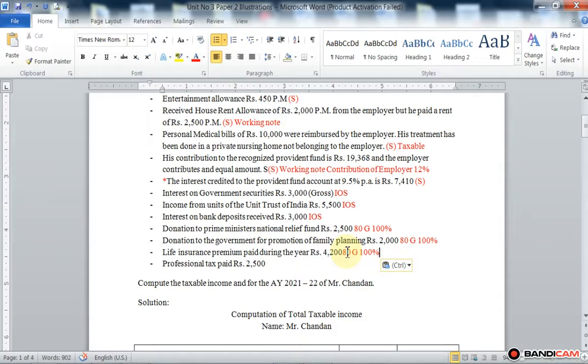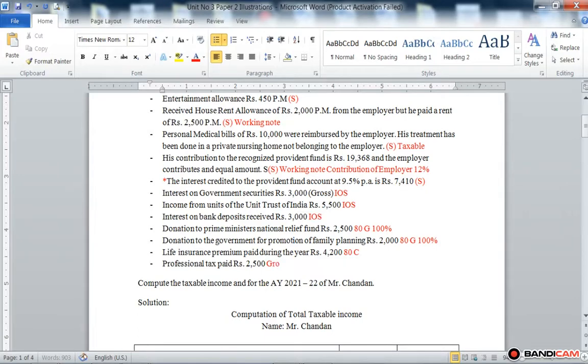Life insurance premium is also allowed for deduction under section 80C. Actual premium paid, or 10% of sum assured, or 20% of sum assured, whichever is lower, is allowed for deduction. Sum assured is not given, so here we consider the life insurance premium paid amounting to rupees 4200 as allowed for deduction under section 80C. Then professional tax is also allowed for deduction from gross salary under section 16 subsection 3.